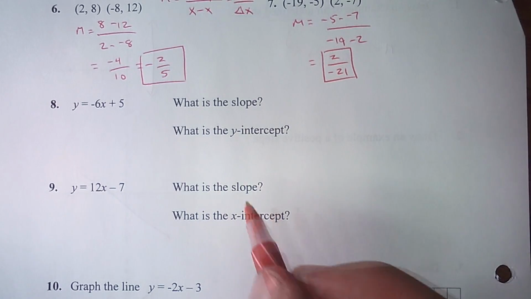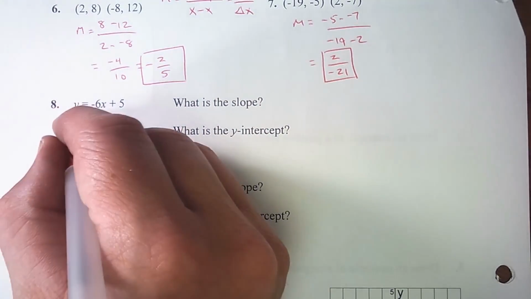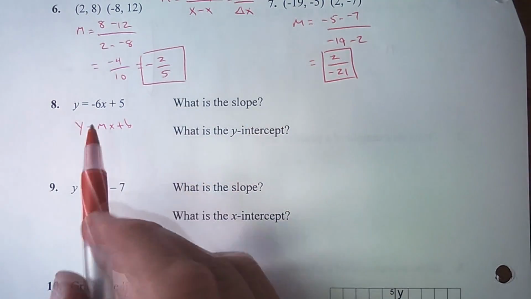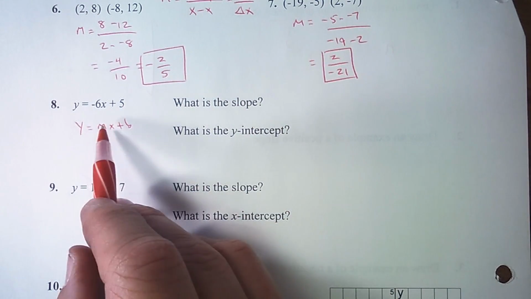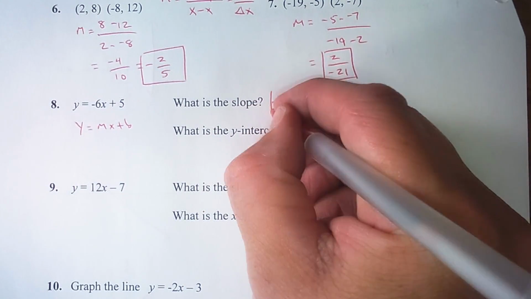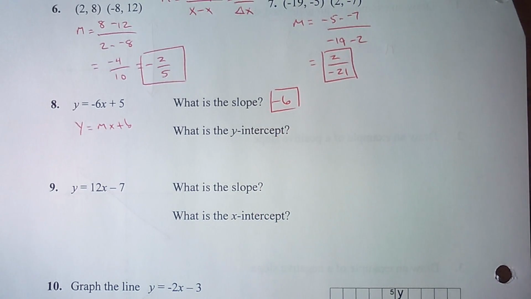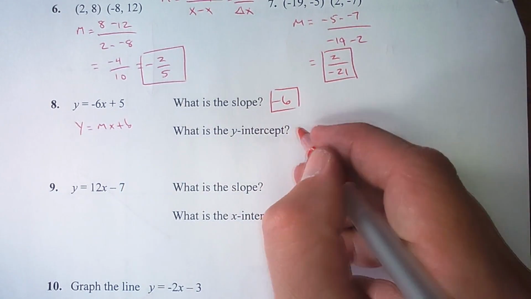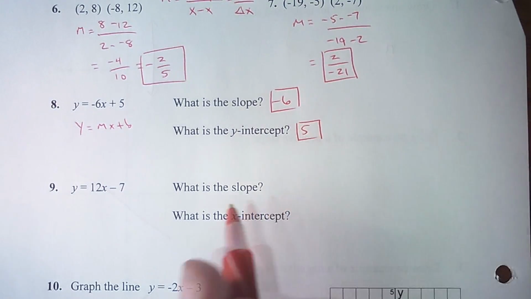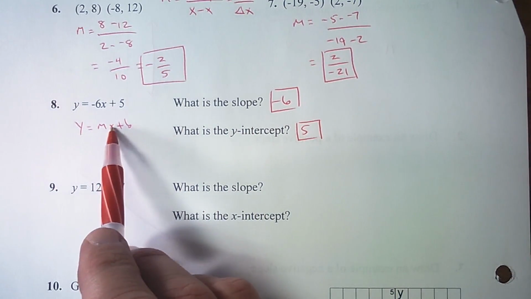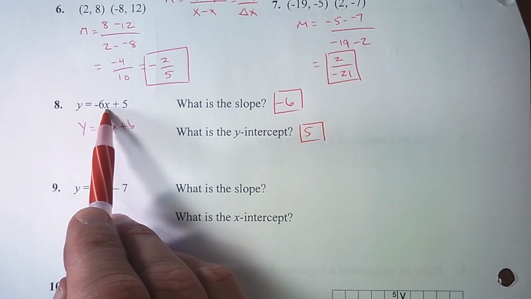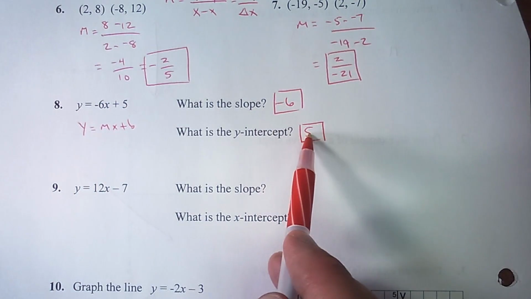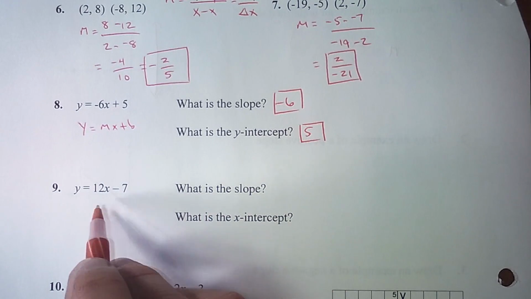Okay, number 8. What is the slope? So this is in slope-intercept form, y equals mx plus b, where the slope is m. So what is the slope? It's m, negative 6. What's the y-intercept? The y-intercept is b, and b is 5. Now that y-intercept happens where x is 0. So if I was to put in a 0 here for x, I would get y equals 0 plus 5, which is 5.